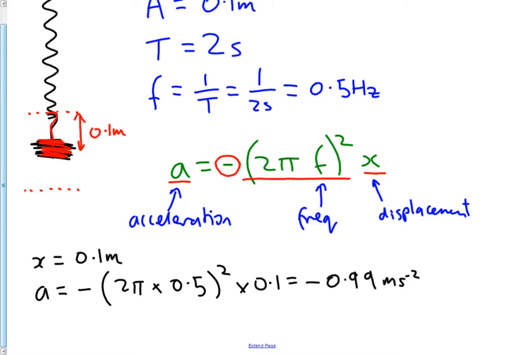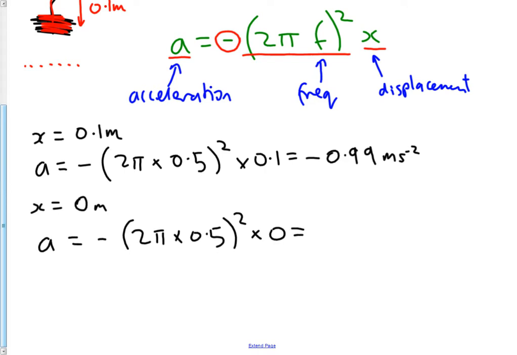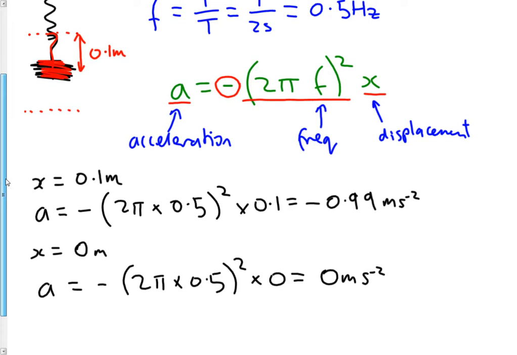That is the case. What about when x is 0 meters, i.e. the equilibrium position? What's the acceleration going to be? Well, this one's going to be pretty straightforward, because we're going to have minus 2 pi times 0.5 all squared times 0, which is none other than 0 meters per second squared, i.e. no acceleration when it's passing through the equilibrium position.